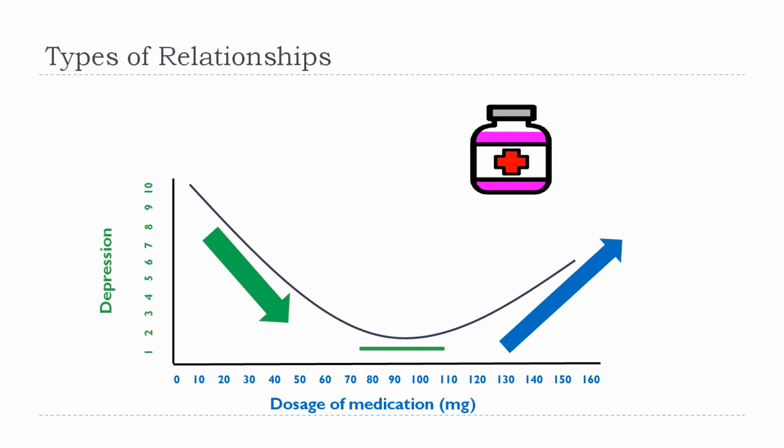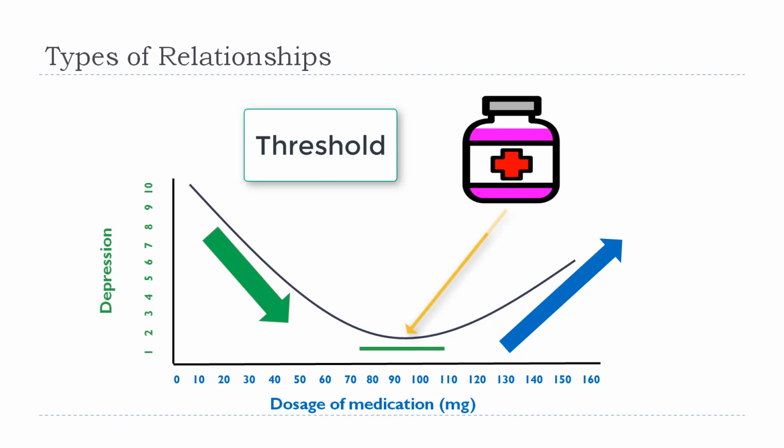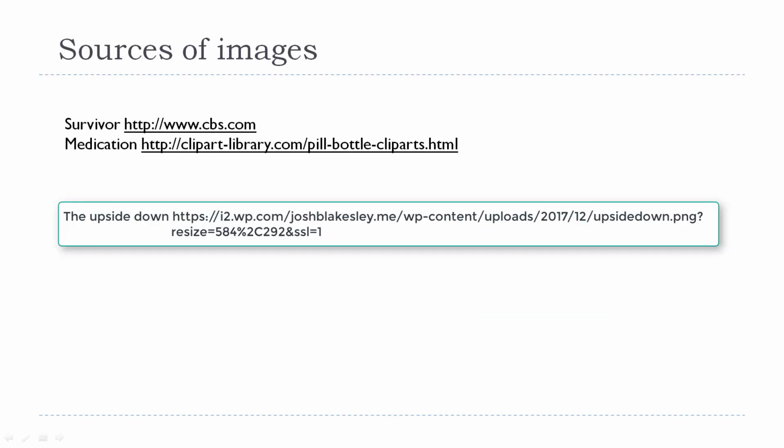If we're thinking of this in terms of medication and its effects, that's telling us there is a threshold effect happening, meaning that the medication is working on helping depression, but only up to about 95 milligrams. After that, it in fact makes depression get worse. Okay, so that's pretty much all I have to say about types of relationships. Here are the images that I used, and that is the end of part 1.